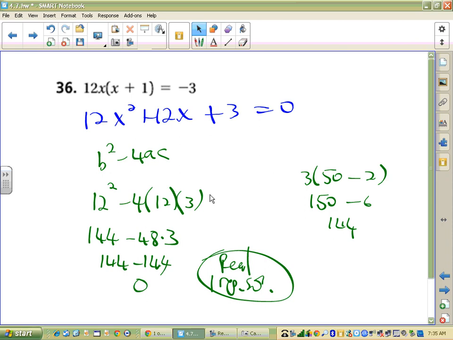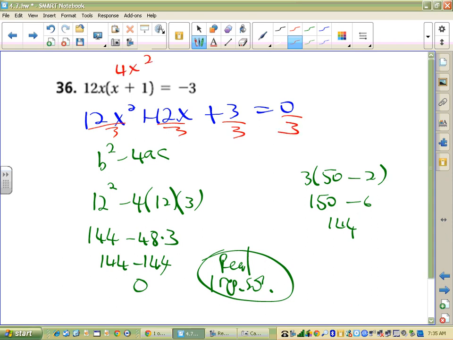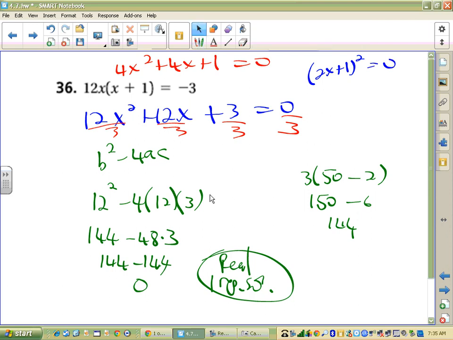Had we factored out a 3 right away, we would have got 4x squared plus 4x plus 1 equals 0, and that's a perfect square trinomial. That would have factored into 2x plus 1, the quantity squared, equals 0. So if you have a perfect square trinomial, the discriminant's going to be 0. That's kind of an interesting observation to make.